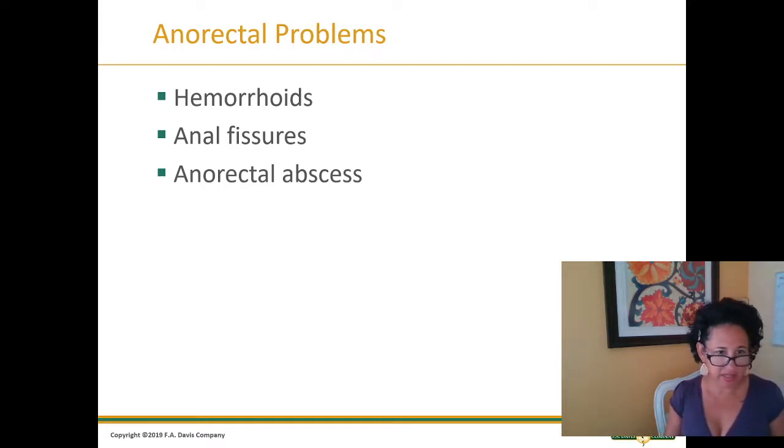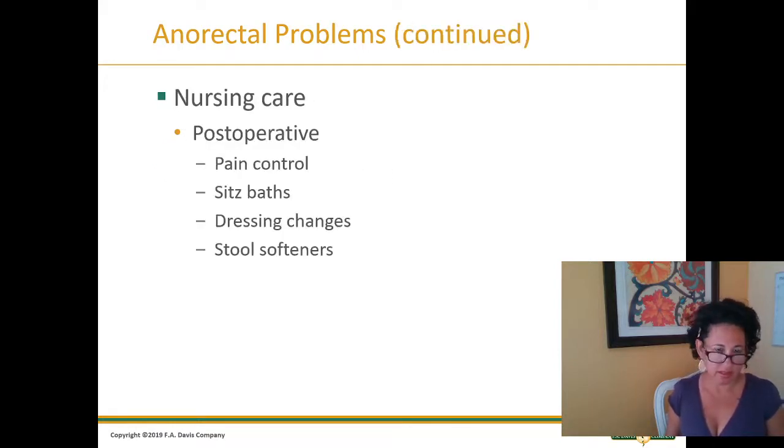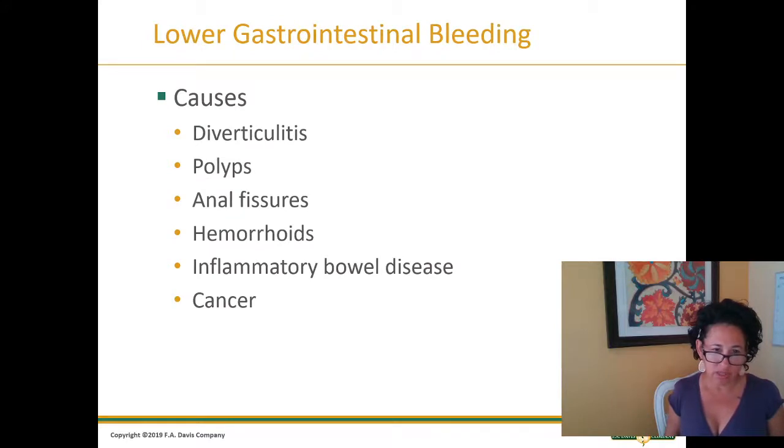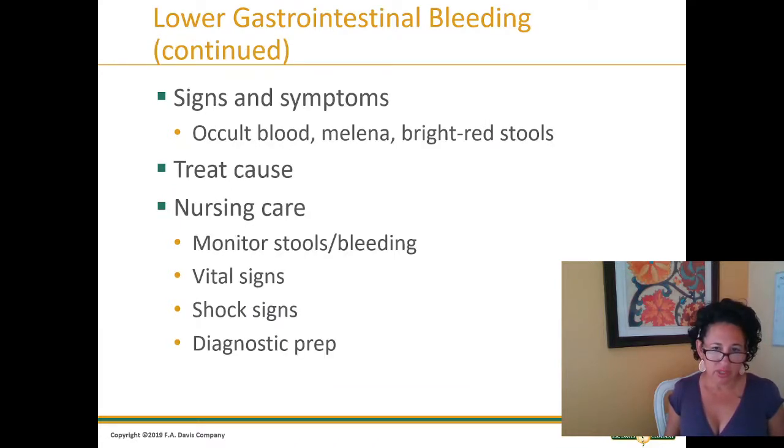We are on to page 678. Postoperative, this is what we would do: pain control, sitz bath, that's for soothing, dressing changes. We don't want an infection in that area. Stool softeners, no straining. Causes: these are all the different causes. Lower GI bleeding continued. We will see occult blood, bright red stools. Okay, you want to monitor vital signs and shock signs.